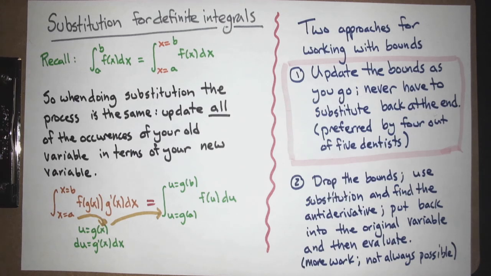The second option, well, it's like, I don't like bounds. I don't want to update them. I'm just going to drop them, and then I'm going to find my antiderivative, put everything back in terms of my original variable, and evaluate. You'll get the same answer if you can do it. There are some cases where you won't succeed. And we'll see one very soon. So I would say always update your bounds.